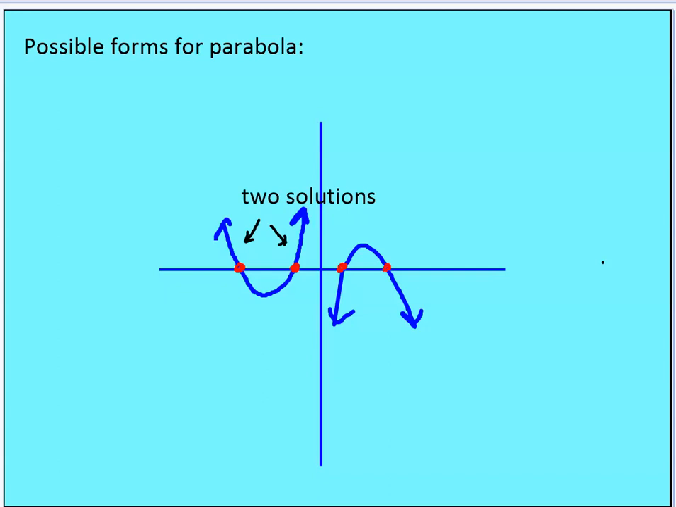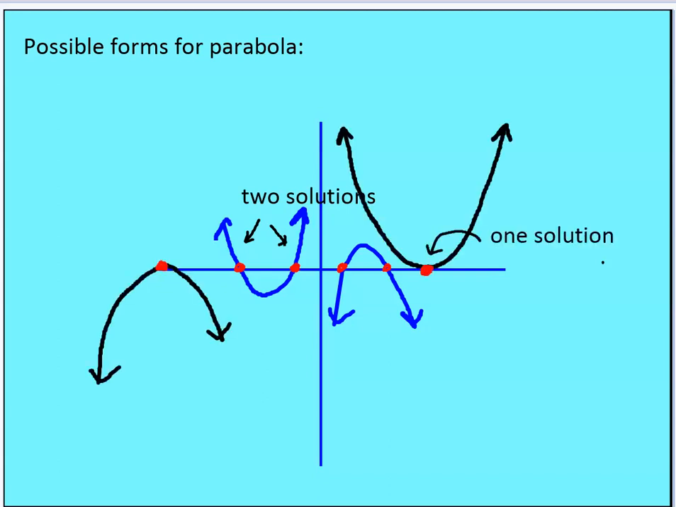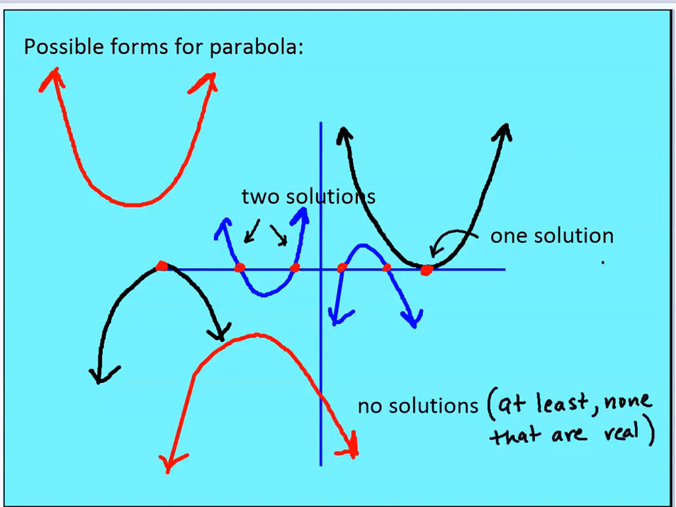All right, so then we'll step back a second and we'll talk about parabolas. So the possible forms for parabolas are: A, I have two solutions where the parabola crosses the x-axis in two locations. And again, these are for parabolas that open up or down. We also have parabolas that open right and left, which you'll talk about in pre-calculus. You have parabolas that touch the x-axis in one location. So there's one solution, and that's going to be at the vertex.